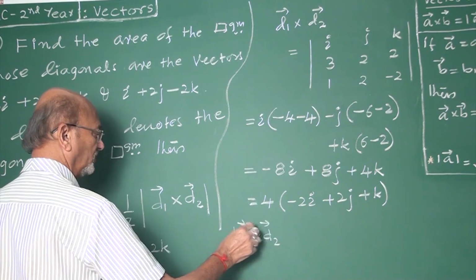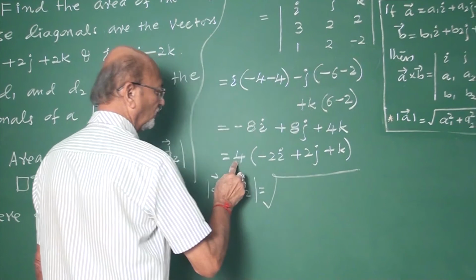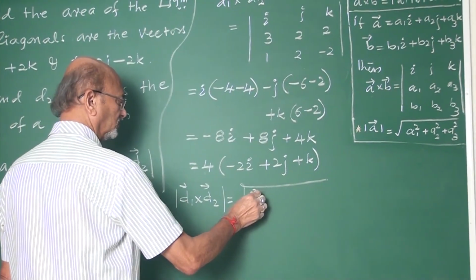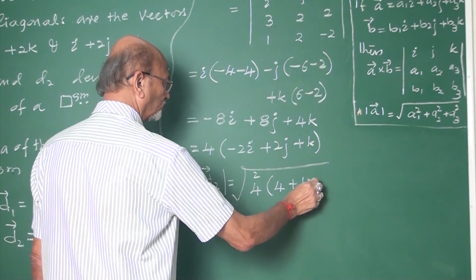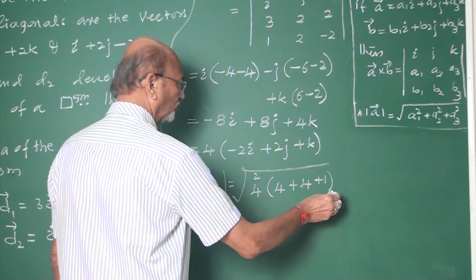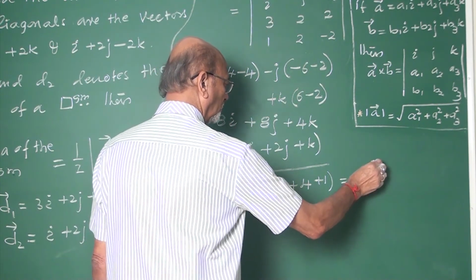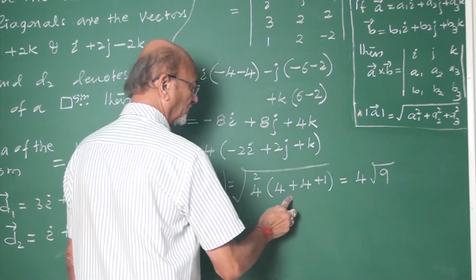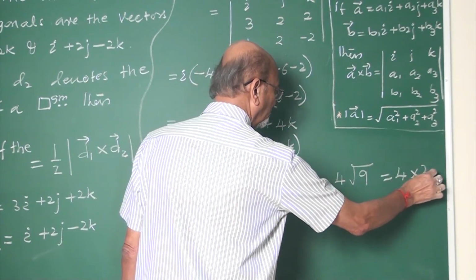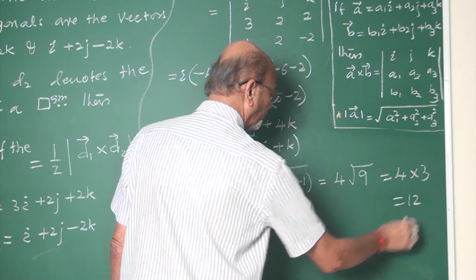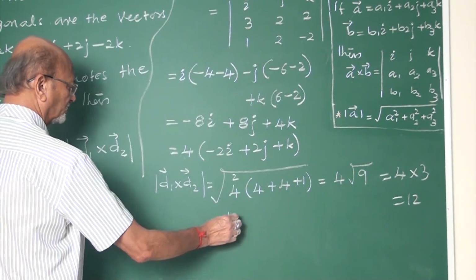Then you take the magnitude of d1 cross d2. Square root of 4 times the square root of minus 2 the whole square plus 2 the whole square plus 1 the whole square. It is 4 plus 4 plus 1, which is 9, so square root of 9 is 3. 4 into 3 means it is 12. Therefore, this is 12, my friends.